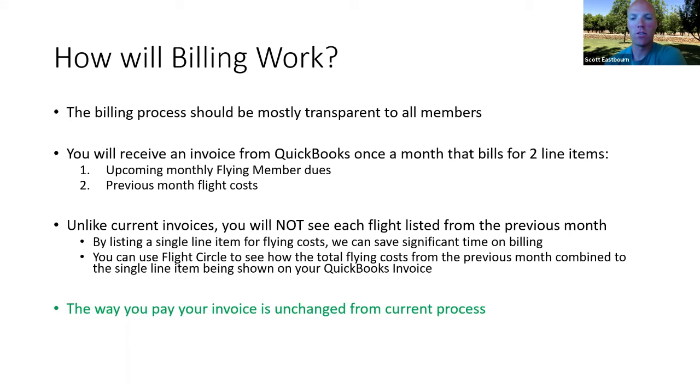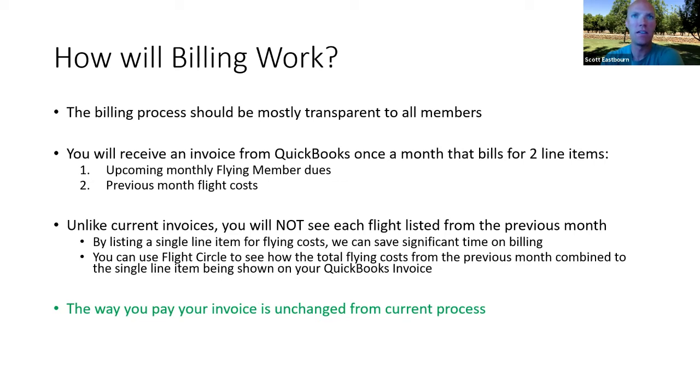Okay, so switching gears a little bit to the billing itself. This should be pretty much transparent for all of you. The thing that's really going to be different is the amount of information that's on the invoice. It's still going to be coming from QuickBooks. We're still going to do it once a month, but now there's just going to be 2 line items with maybe a few rare exceptions for a new member or something like that.